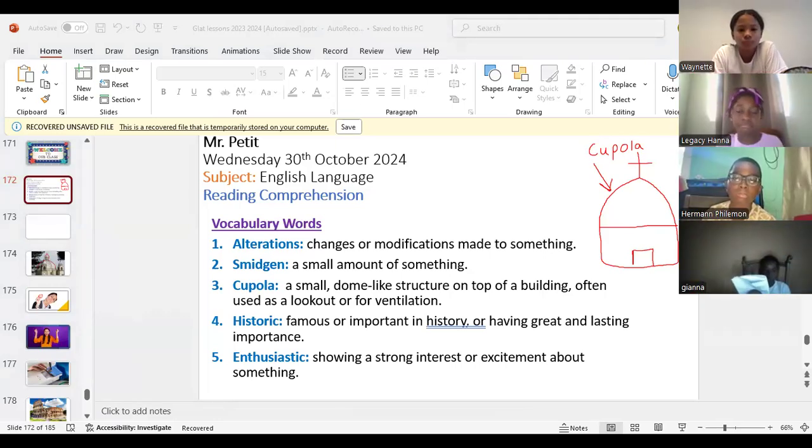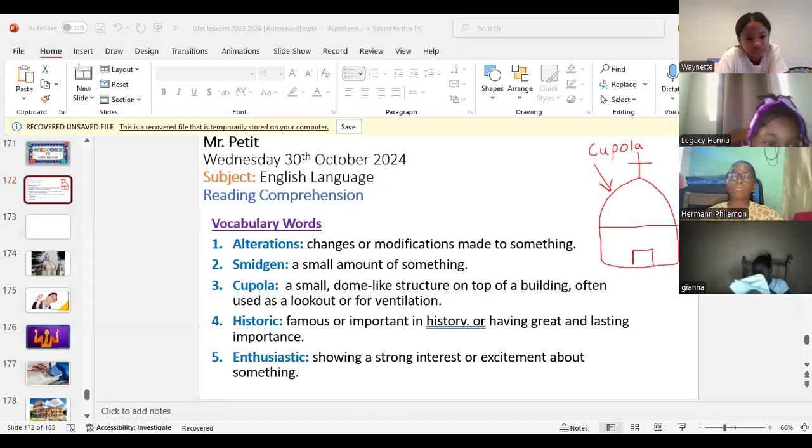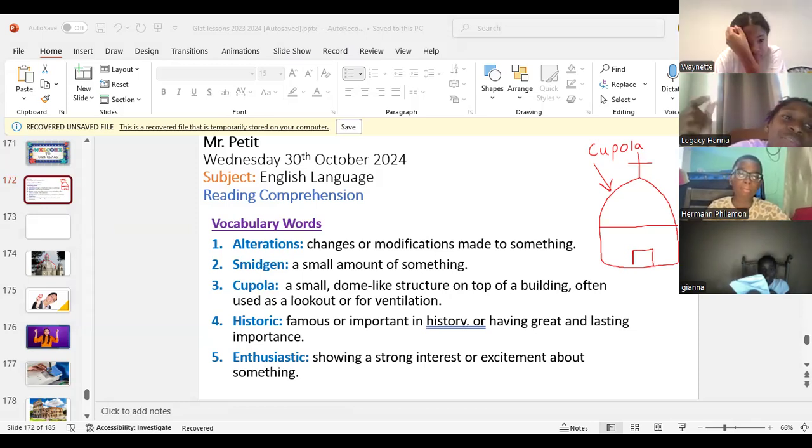Manette, what's your favorite word and why? Enthusiastic. Enthusiastic, all right. Why is that? I just like the word. You like the word? Okay. And Legacy, what's your favorite word and why? My favorite word is cupola and enthusiastic. Only one word. Cupola is my favorite word because I only like sharing a little bit. Cupola? That's not what cupola means. Oh, I mean smidgen. Smidgen, okay, good. A small amount.